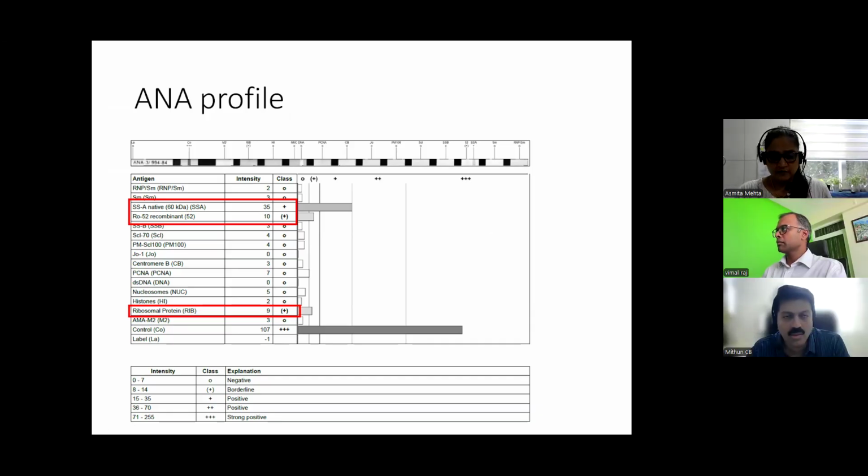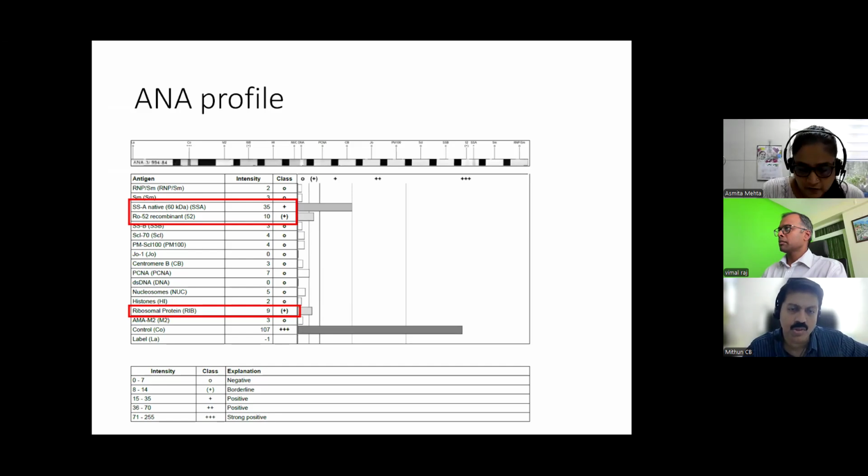Actually, this is the new ANA profile, no? Yeah, new. The thing which I had sent. What was the previous ANA profile? I think ANA and DSDNA. DSDNA positive, yeah. Previously, I think DSDNA was positive. And this is the new one because his SLE disease appears to be in remission for a long time. Therefore, it's possible that the antibody titer will come down.